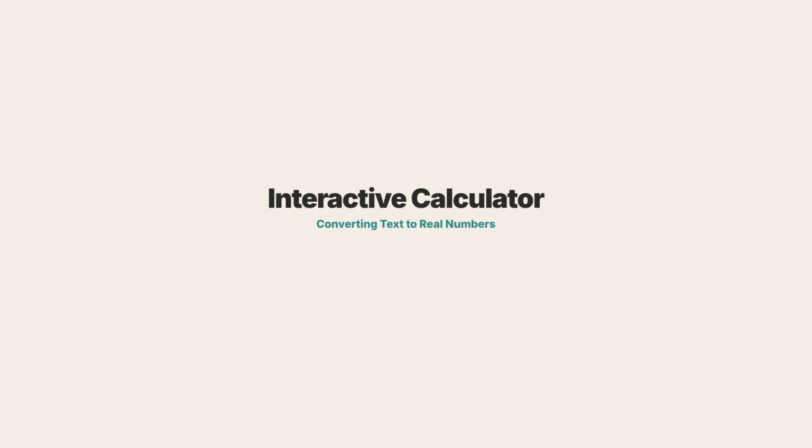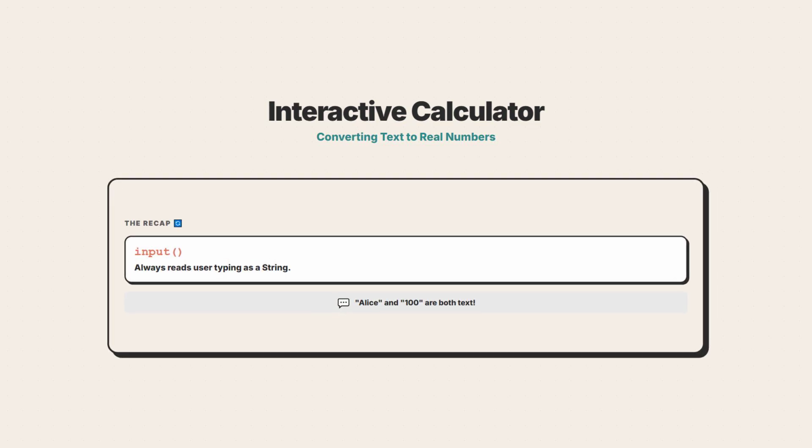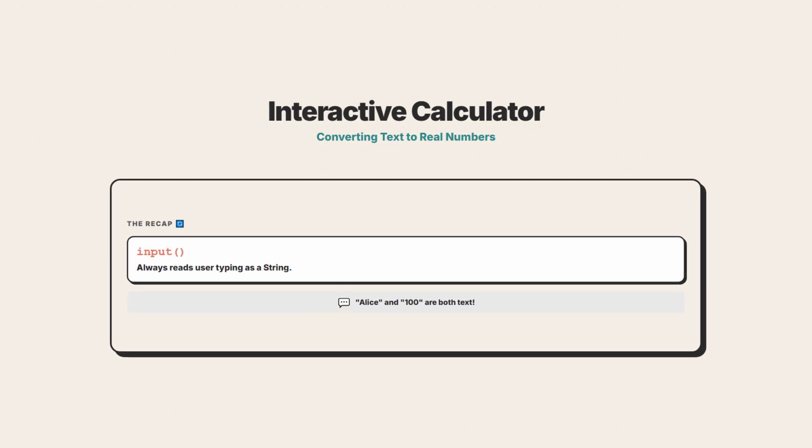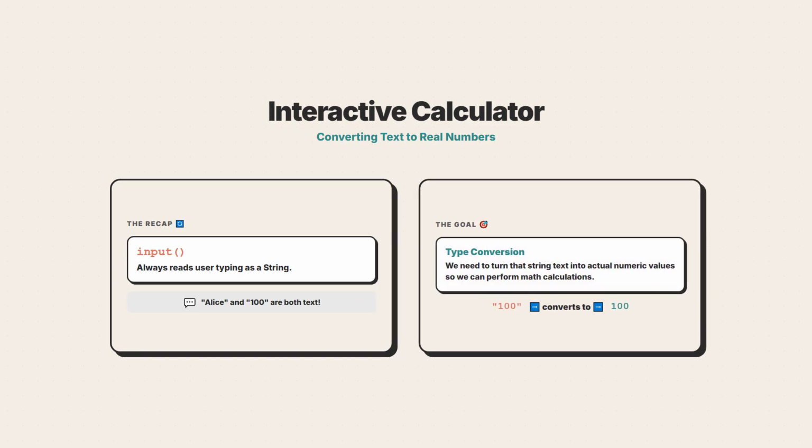Welcome back. In the last video, we learned how to ask the user for information. But we discovered a strange problem. Even when we type a number, Python still treats it as text. In this video, we're going to build an interactive calculator. We'll learn how to turn that text into real numbers so we can do math. Let's start by looking at what happens without any conversion.